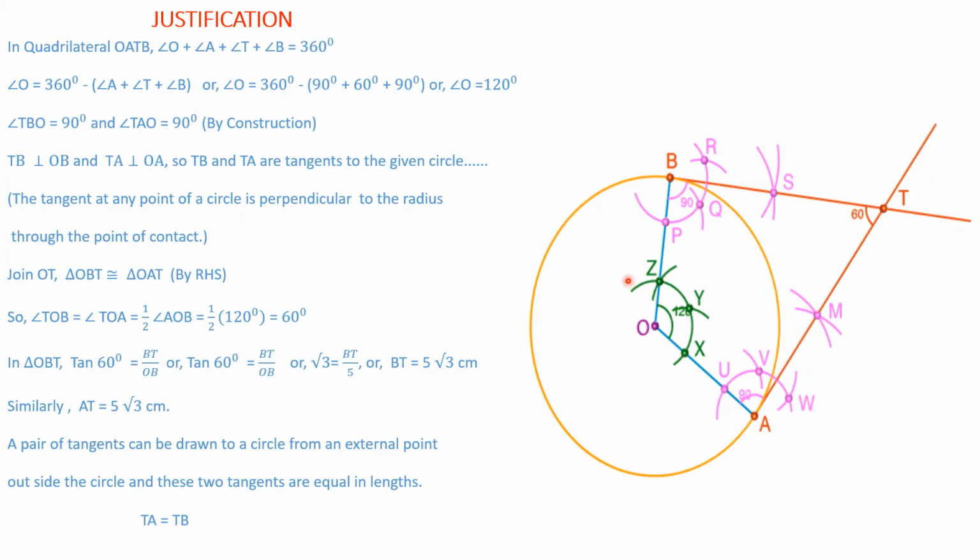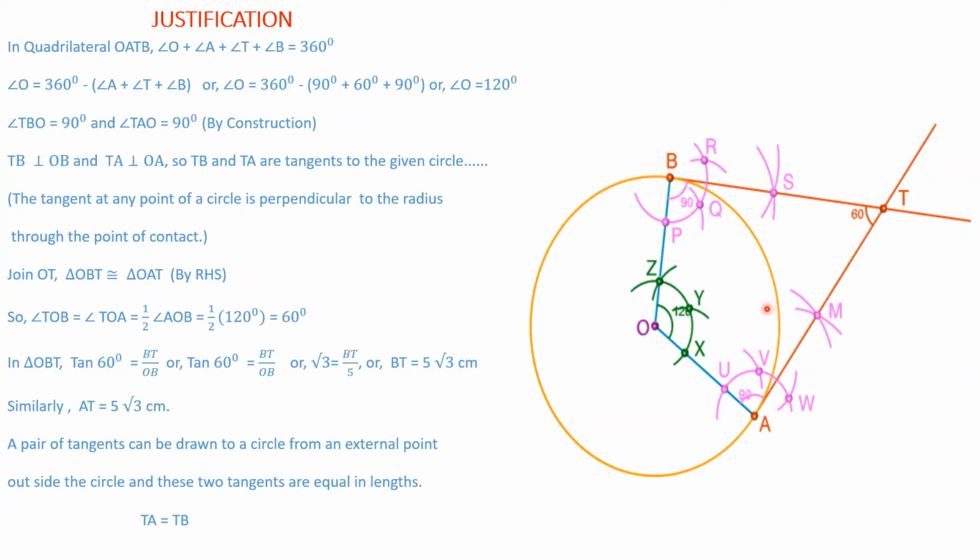Now we have constructed, first of all, angle O. So OA we have drawn as any radius, and then we have constructed angle O, and at point B and at point A we have constructed 90 degrees, and both lines AT and BT meet at point T. So automatically this becomes 60 degrees. So first of all we have constructed angle O of 120 degrees, then at A and B we have constructed 90 degrees and they meet at point T, and that point is the external point from where the tangents are drawn. So that is 60 degrees.